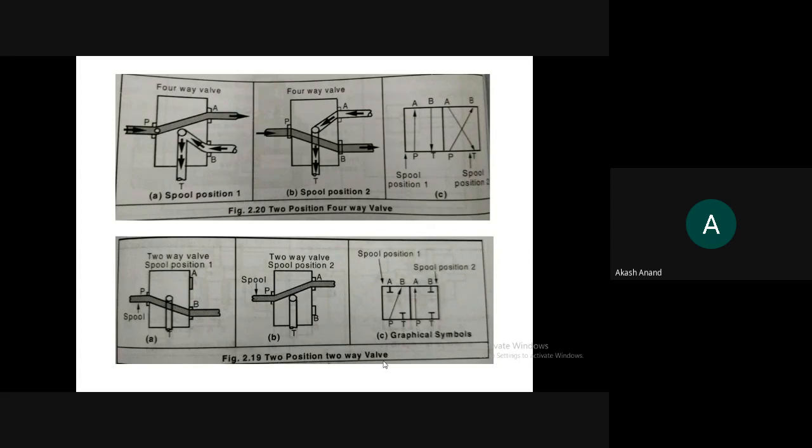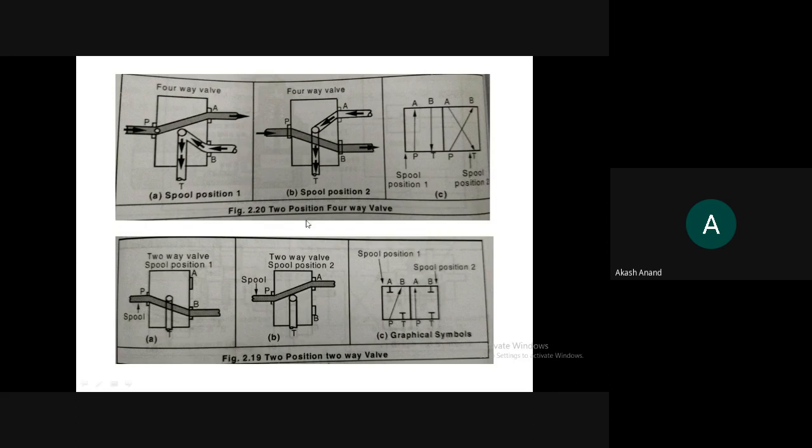So from yesterday's example, you can see this is a two position four-way valve. I'm talking about a directional control valve. Since it is two position, the graphical representation should contain only two rectangular blocks. And two position, four way means it should possess four ways of movement.